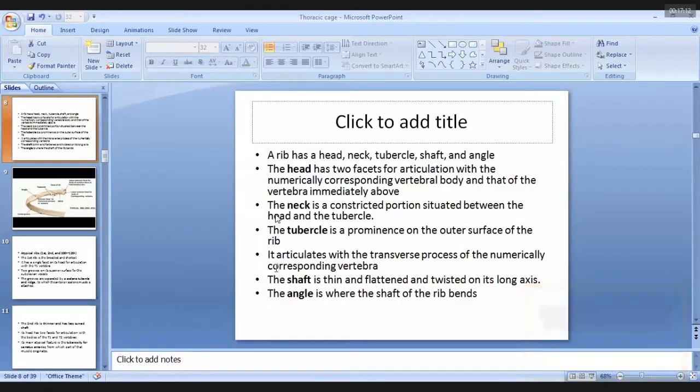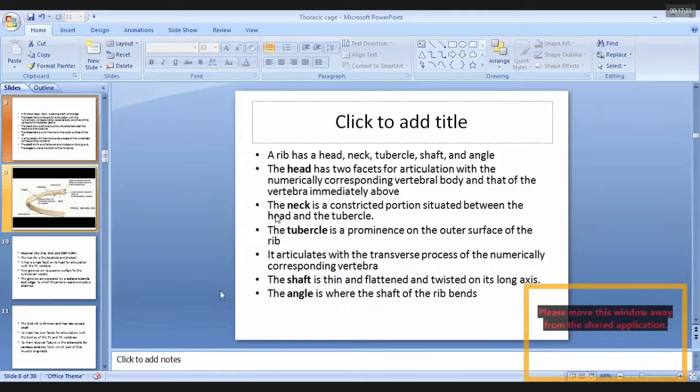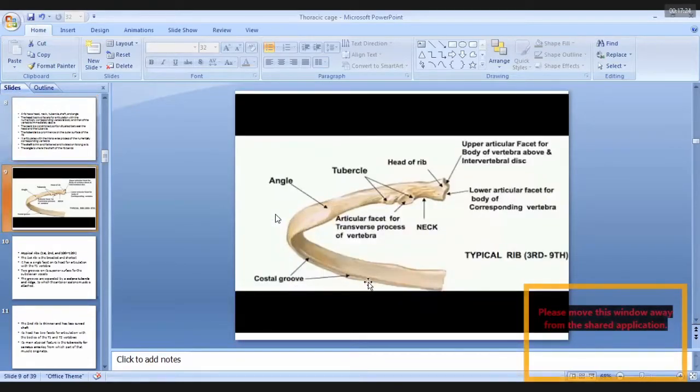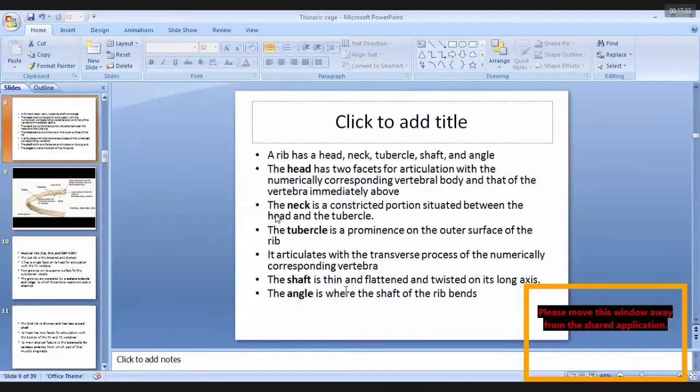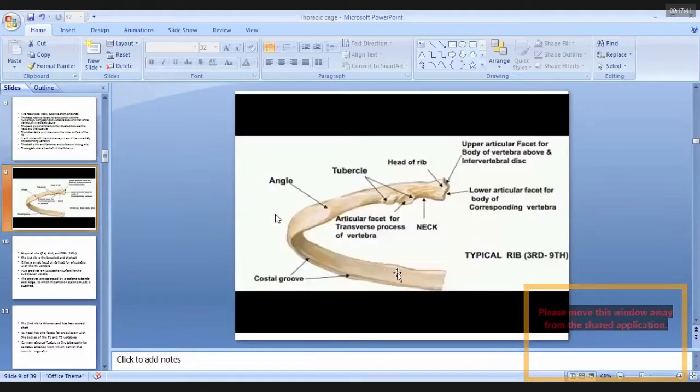Then there is the shaft of the rib. It is thin, flattened, and twisted on its long axis. This is the shaft of the rib. The angle is the part where the shaft of the rib bends forward. The point of bending of a rib is known as the angle of the rib, where it bends sharply. So each typical rib consists of a head, a neck, a tubercle, a shaft, and an angle.